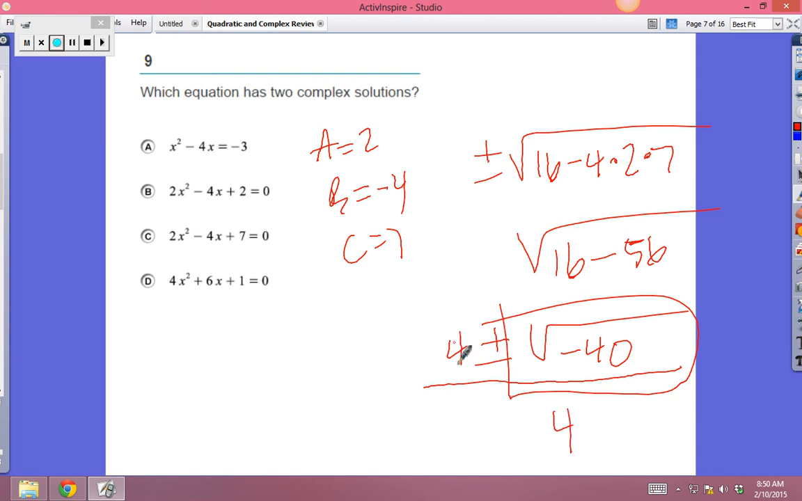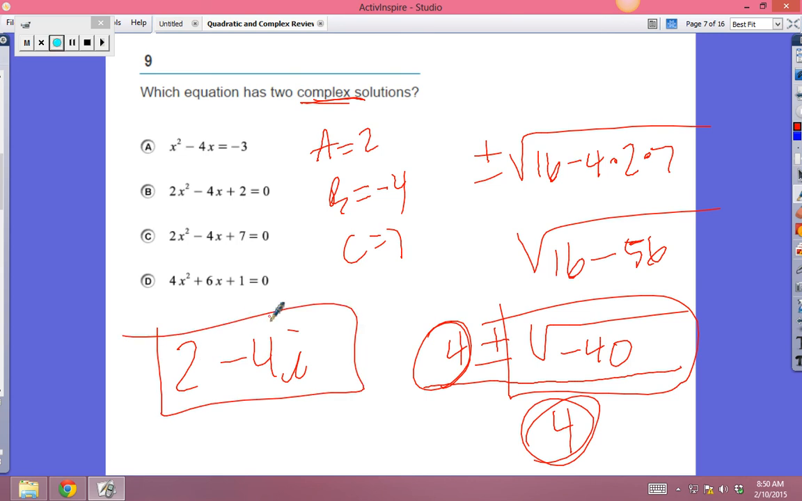The bottom's going to be 4. So this part's real, this part's real, but this part is imaginary, and that is complex. So complex is a combination of a real and an imaginary. So this part's imaginary, this part's real, but together the whole thing is complex. So we're going to go with C.